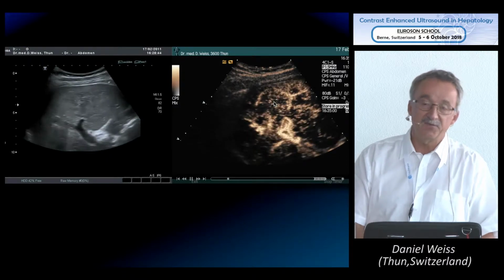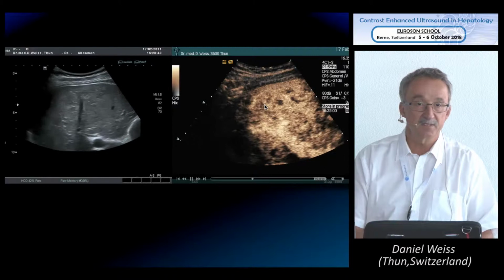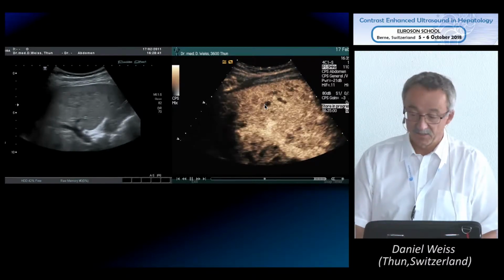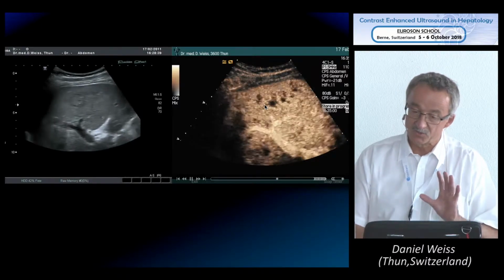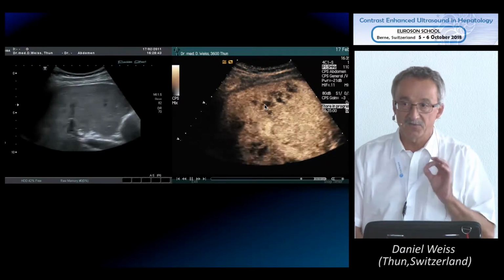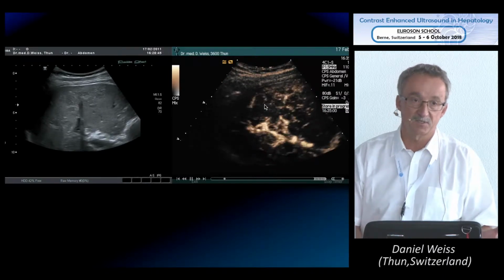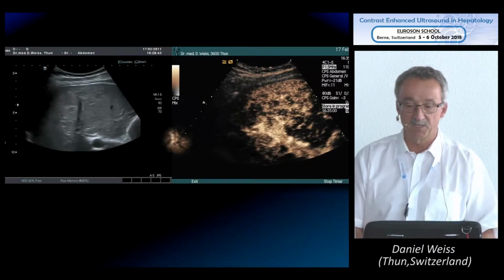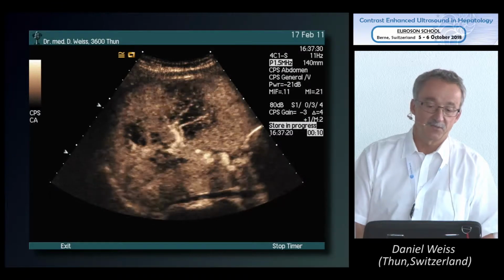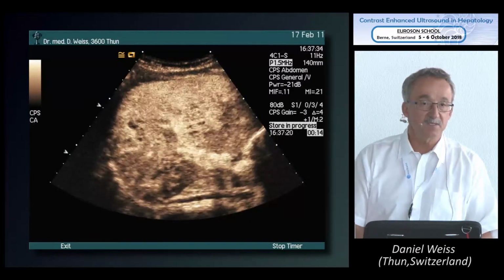But what kind of echinococcosis makes holes like this? Maybe, but I'm not sure. Certainly not a cystic echinococcosis. If an echinococcosis, then it would be an alveolar echinococcosis. But this is not a typical picture for alveolar echinococcosis, and you have a washout. So this makes it difficult.